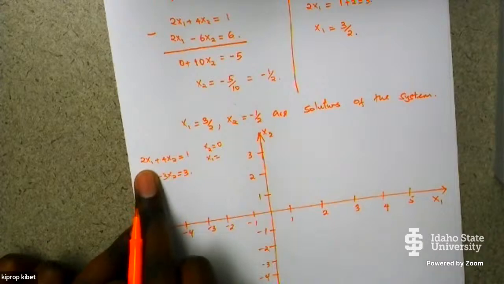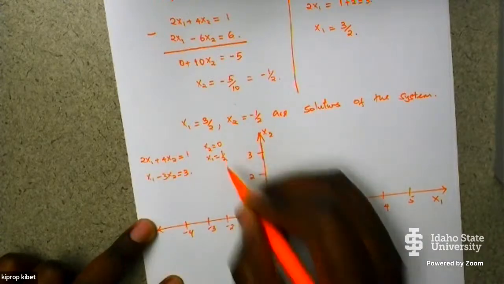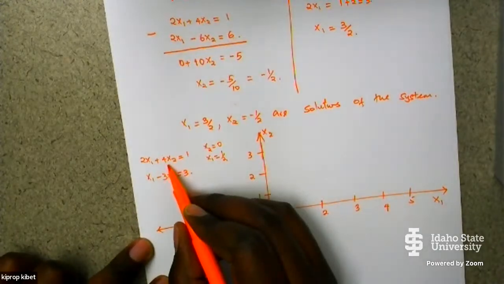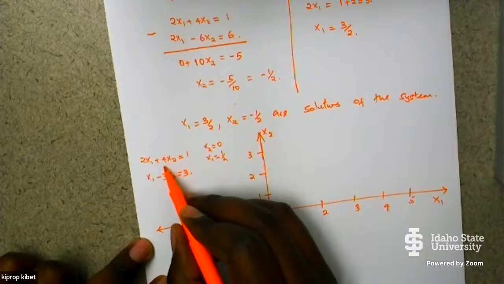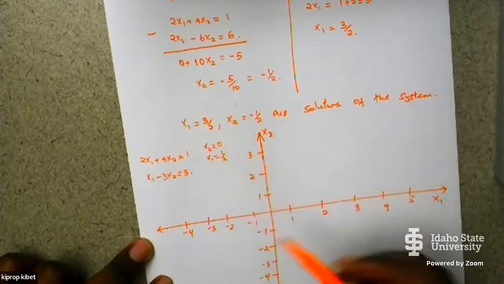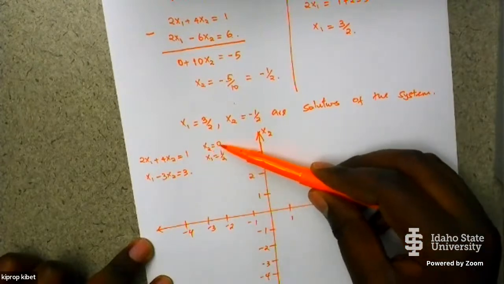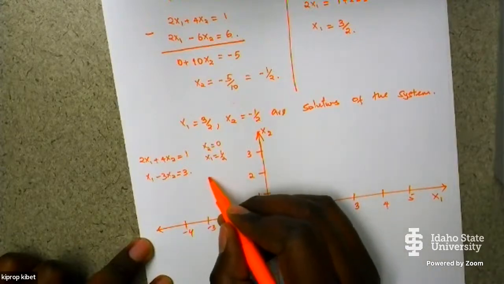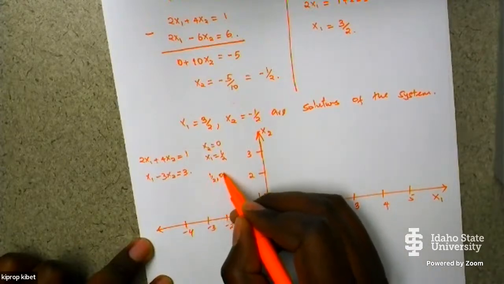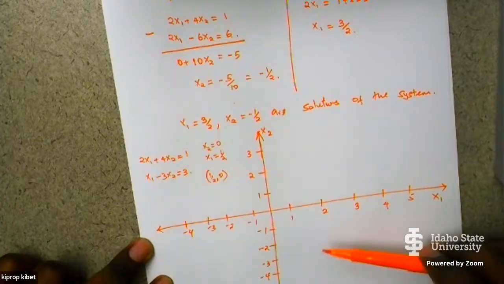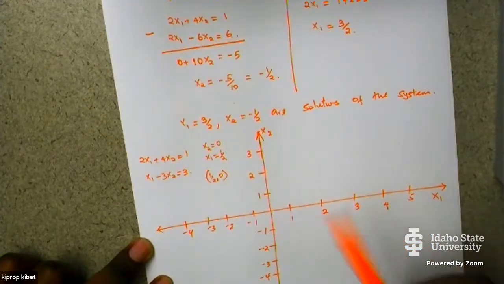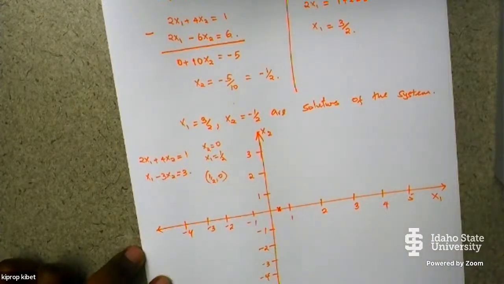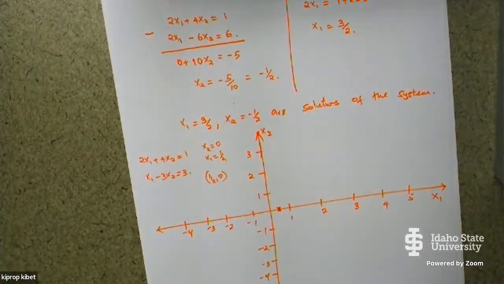Equals 1 over 2. Now, when x2 is 0, then x1 is 1 over 2. So our coordinate here would be 1 over 2, and then 1, and then 0. So we have 1 over 2, which is here, and then we have 0, which is there.